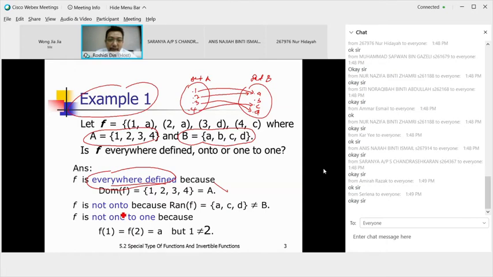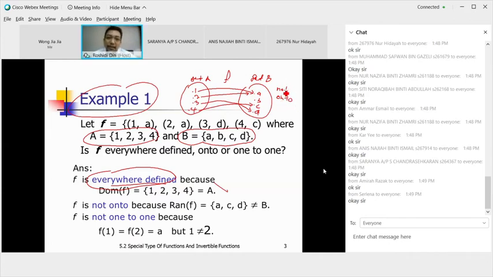Okay. Then onto. This mapping, this F represents all these things. Not onto mapping. Why? Because this mapping only utilizes A, C, and D, not B. It means not onto mapping. So if 2 maps to B, yes, it will be onto mapping.